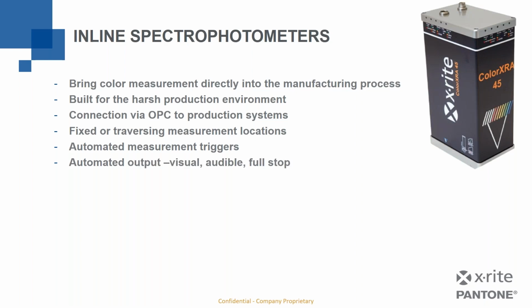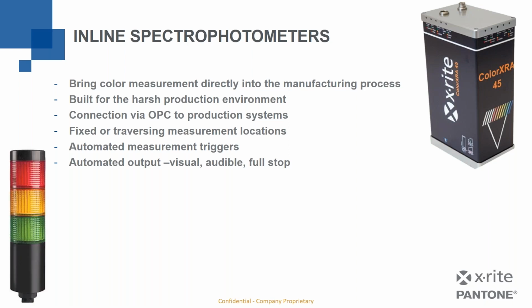And the device, of course, can automatically have output, right? It can be visual to something like a light tree, right? Where maybe the lights, hopefully, most of the time you're running production, that light's green, meaning everything's good. But if your color starts to drift, it goes yellow. And if you get to a failure state, the light goes red. It can be hooked up to audible feedback. It can even do a full stop if it reaches a critical point.